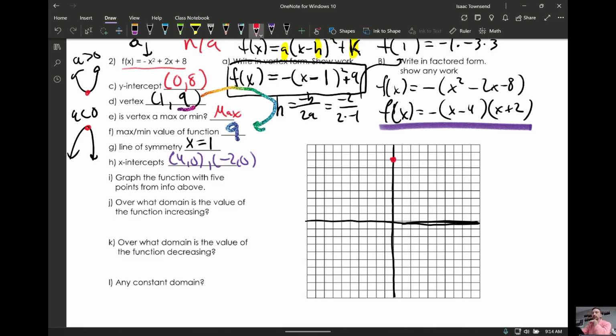So plot the y-intercept, plot the vertex. Give yourself a little visual of the line of symmetry. Any points you have on the left of the line of symmetry should flip over and give you another point. So I knew the y-intercept, I can flip it over and get this point as well. We also had the x-intercepts, 4 and -2.